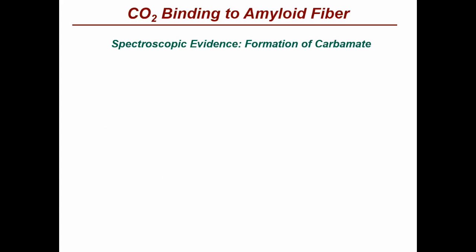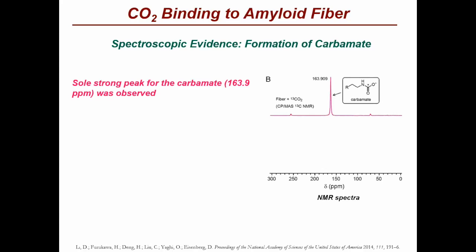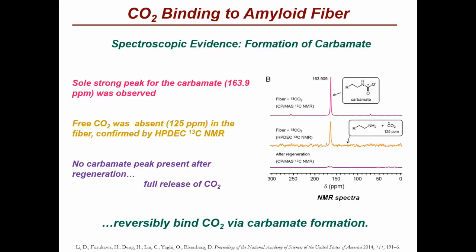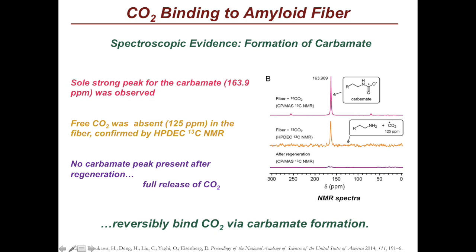So they did cross-polarization carbon-13 NMR and high-power decoupled carbon-13 NMR on these materials, and found there is only one peak present at 163.9 ppm, which is the characteristic peak of carbamate. After regeneration of the material at mild temperature, 100 degrees Celsius in nitrogen flow, you can see that the carbamate peak was absent, which basically shows that all the CO2 was released. So these data show here that carbon dioxide reversibly binds on amyloid fiber via carbamate formation.